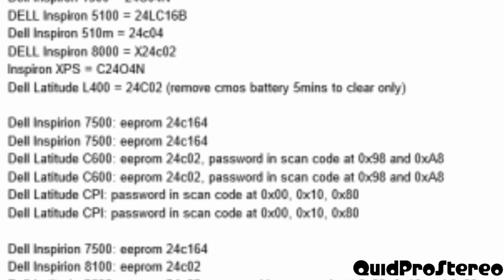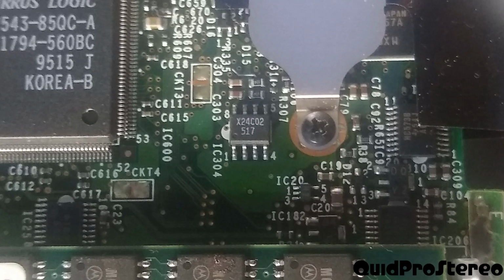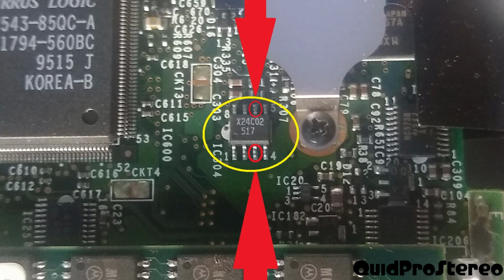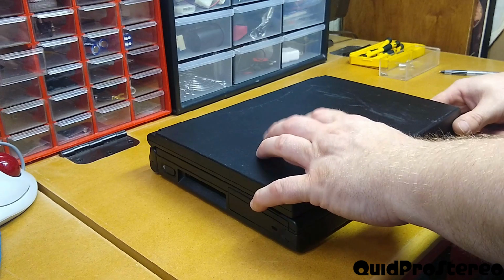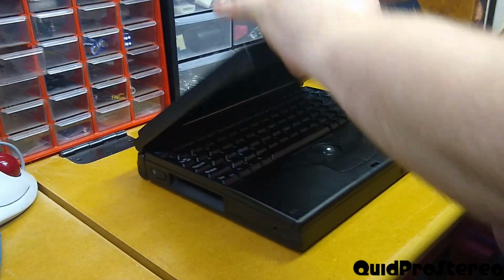Now, the gist of the fix is you have to get to the EEPROM chip that holds the password and short two pins while the machine's booting up. It's dicey, sometimes you need three hands, but it does work. And trust me, if I can do it, you can do it.